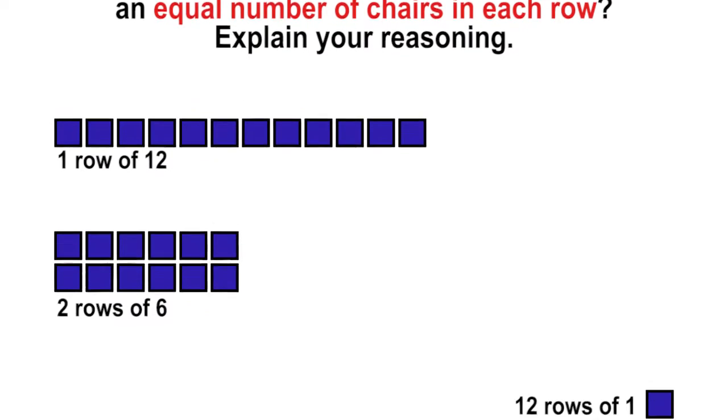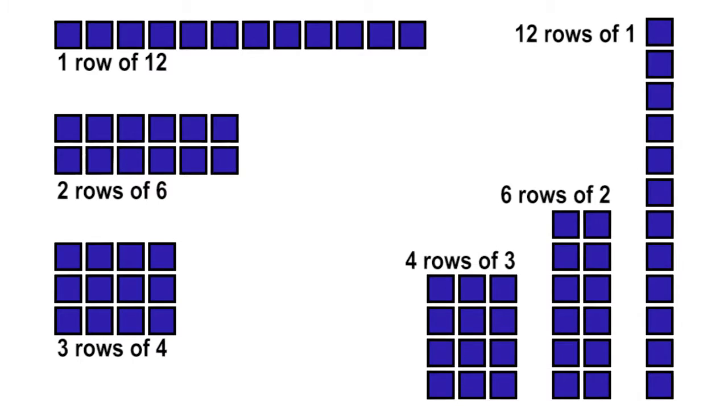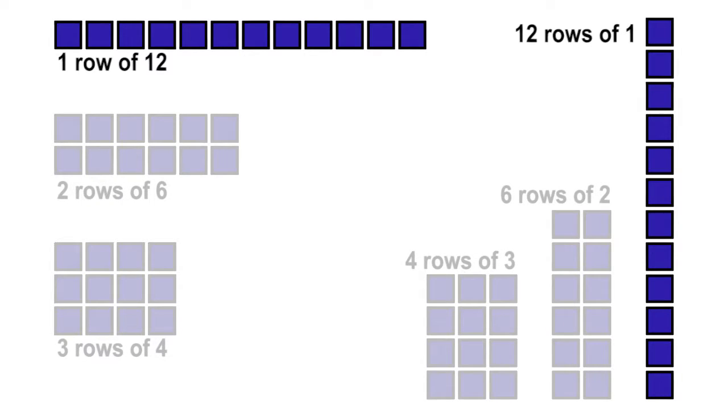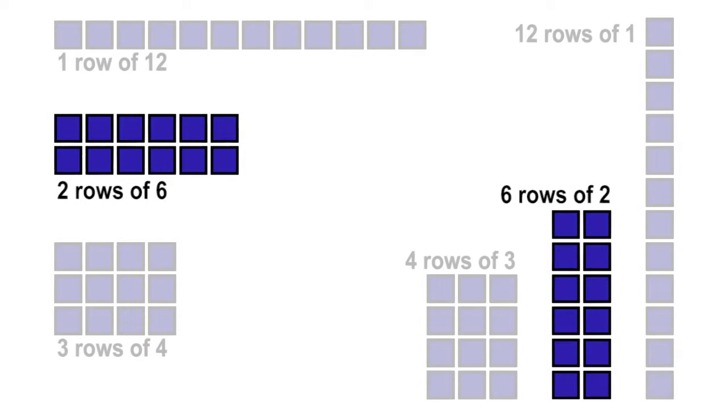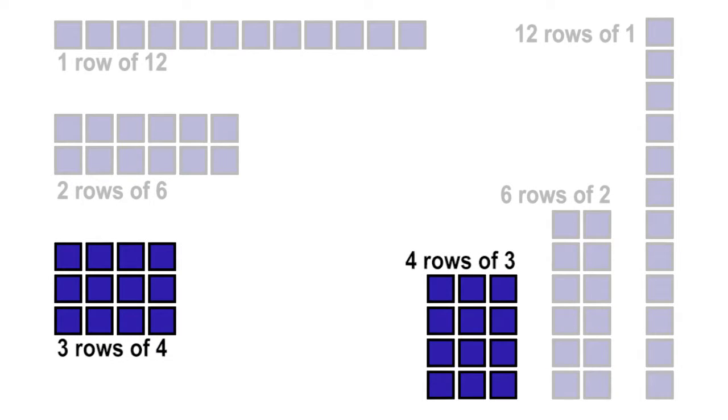Are there any examples of the commutative property of multiplication? Yes. In this problem, there are 3 sets of commutative examples. The first set is 1 row with 12 chairs and 12 rows with 1 chair. Next, we have 2 rows of 6 chairs and 6 rows of 2 chairs. And lastly, 3 rows of 4 chairs and 4 rows of 3 chairs. The commutative property of multiplication states that changing the order of the factors does not change the product.